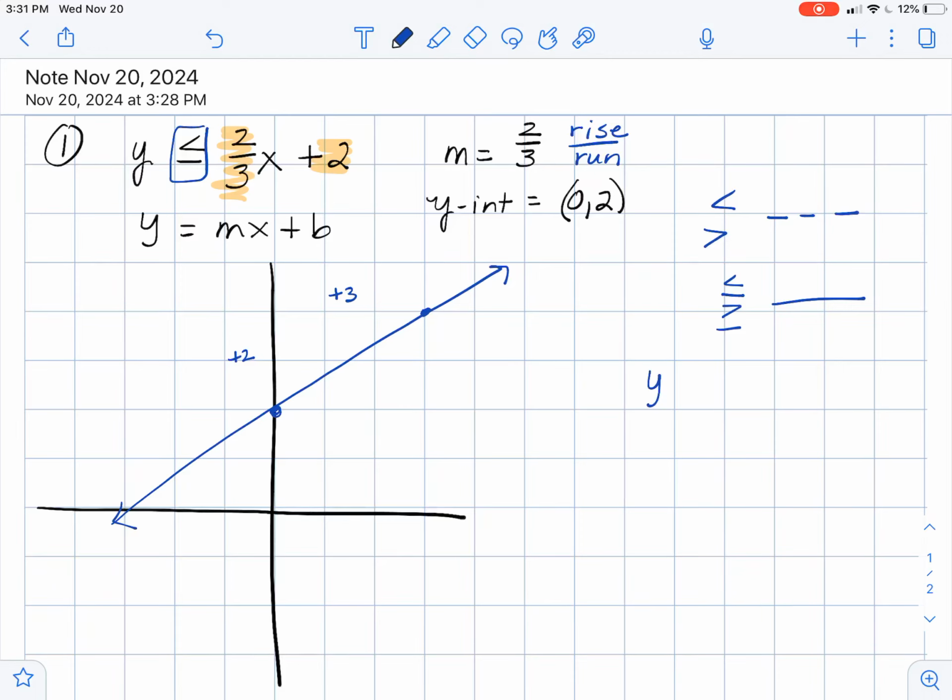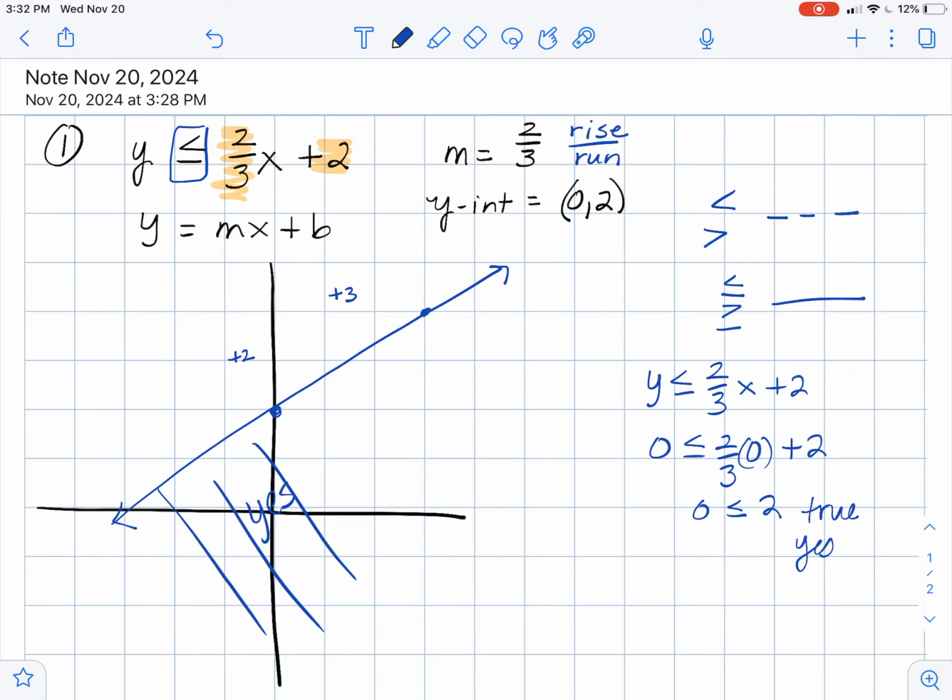So y, and I'll go ahead and write this down. So I'm going to put a 0 for the y and a 0 for the x. So 0 is less than or equal to 2, and that is true or yes. So what that means is if I put a yes where 0, 0's at, it's saying yes, shade that way. So I'm going to draw my shading in going that way.